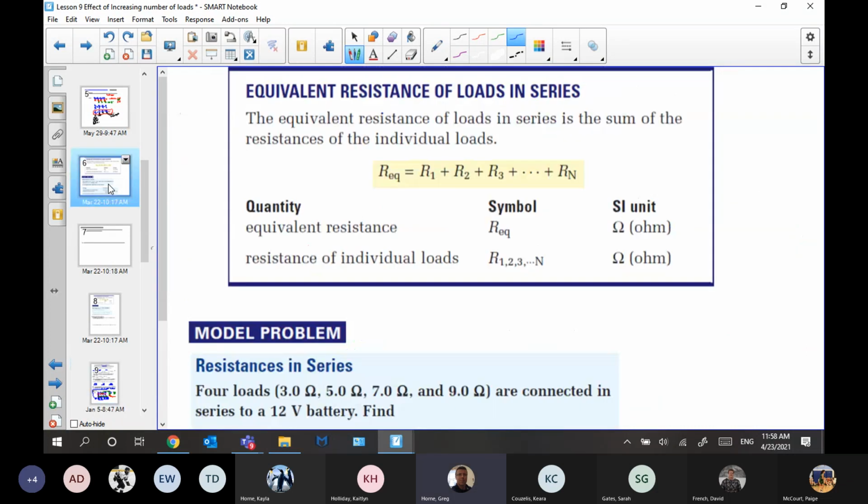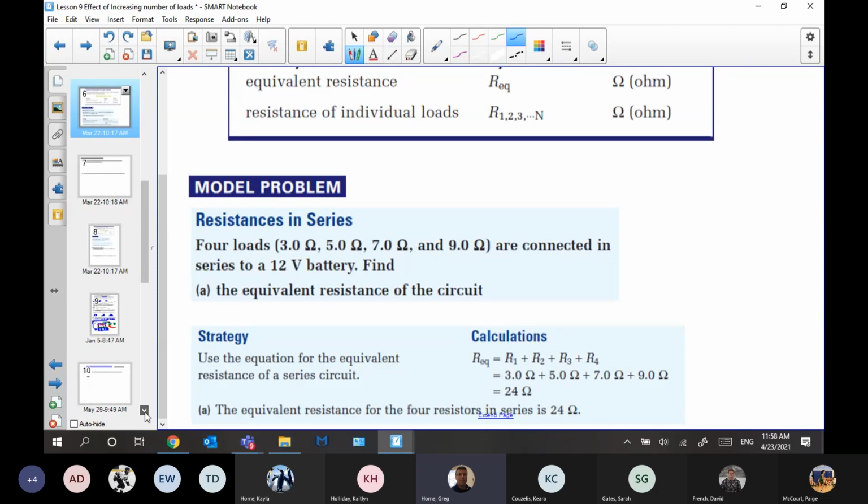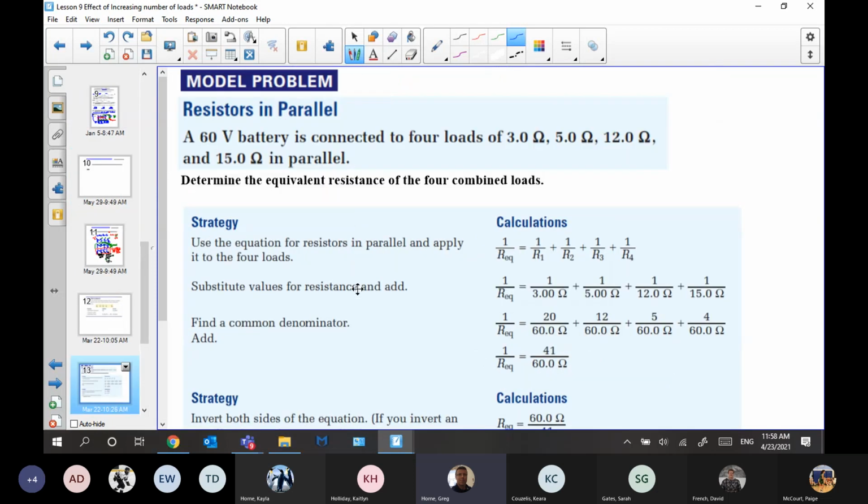Okay, so the example we saw last time, with series, you just add them up. The example this time is very similar, but it looks like this: if you have the 3, 5, 12, and 15 ohm resistors, you use your formula for total resistance in parallel, and you put in the 3, the 5, the 12, and the 15.